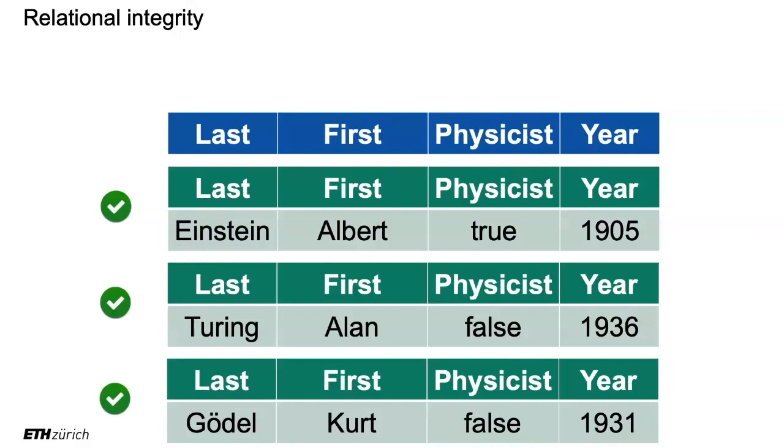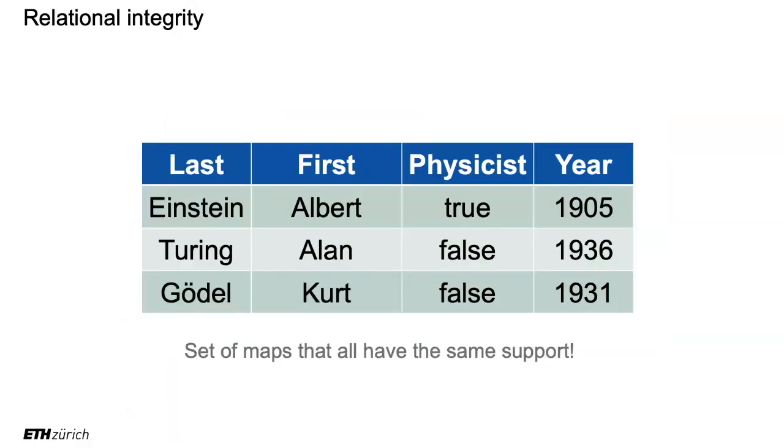And because we have that, we don't need to repeat the headers, right? We can just merge that in a single table. So this is what we get if we have relational integrity.